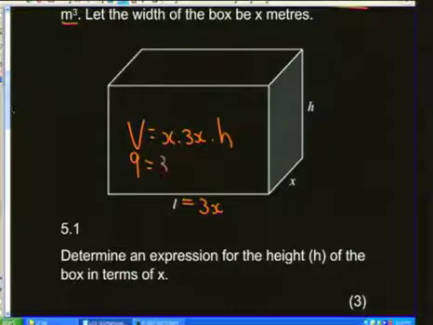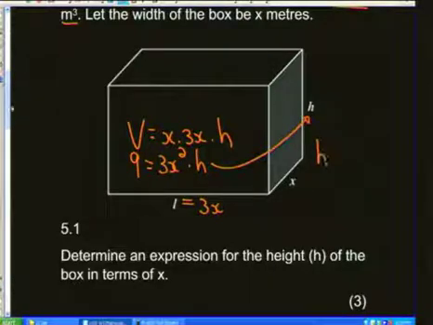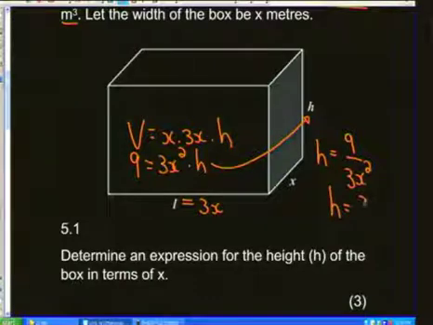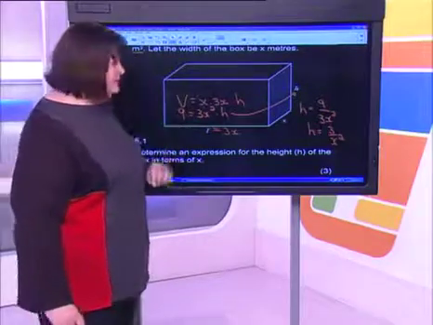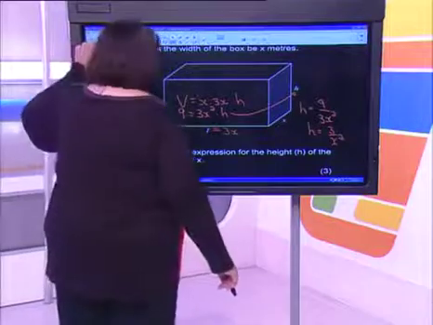So 9 is equal to 3x squared times height. So if we want to get height, we could say height is equal to 9 over 3x squared. In other words, height is 3 over x squared. Have we answered the question? Yes, we certainly have. We now have h in terms of x. Right, let's go to the next question.